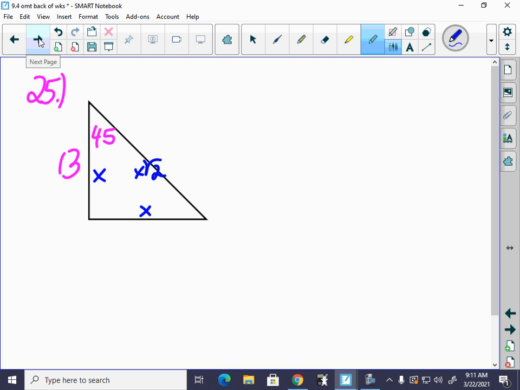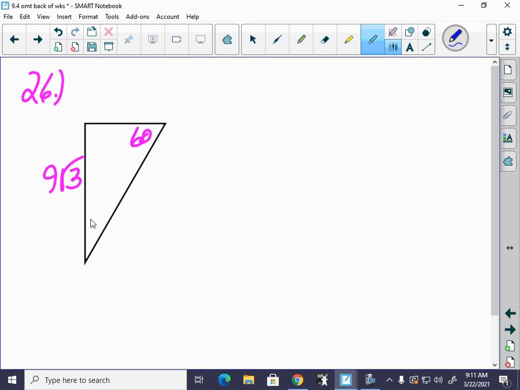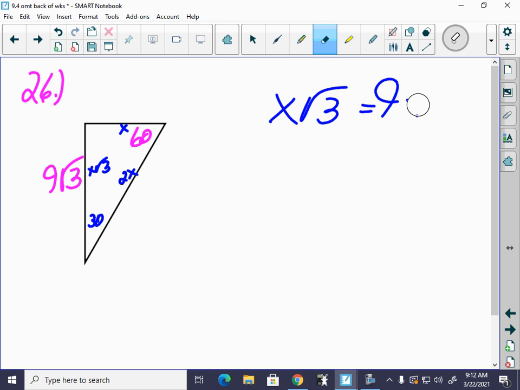Number 26. This is 30 down here, so I'm going to put an x there. I'm going to put a 2x there. I'm going to put an x square root of 3 there. Ooh, hey, what's x? Wait, look right here. 9. What's x? 9. That's the only one I'm really worried about with you guys, is that one. I think you got the shortcut figured out.